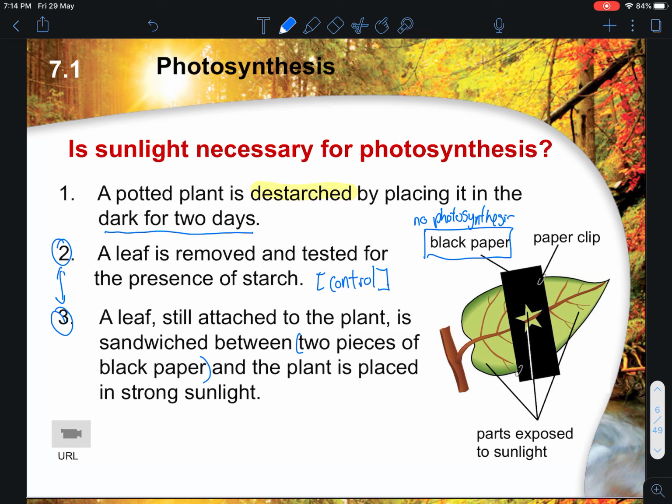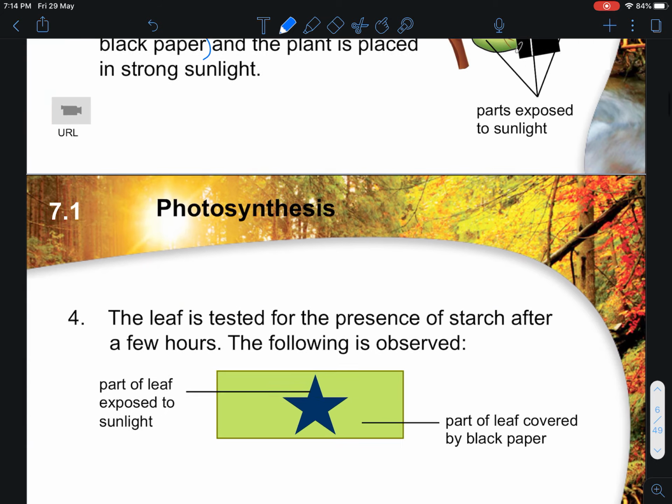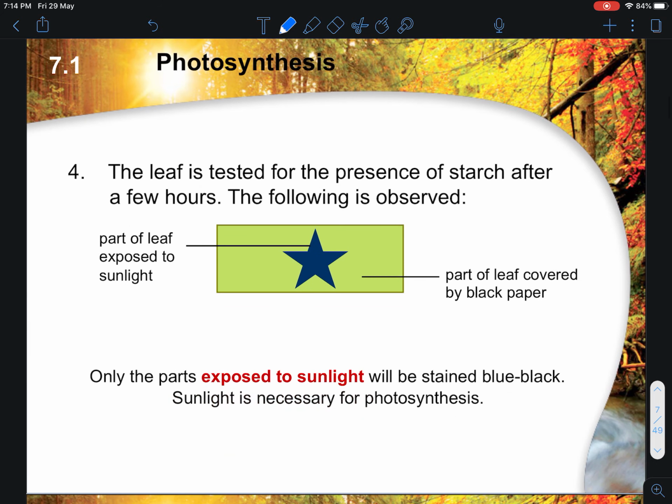So no photosynthesis should have occurred, whereas the area that is left exposed is exposed to light energy, and hence if light is responsible for photosynthesis, you should be able to test for the presence of starch. Okay, so this is one comparison that you can do. So the leaf is then tested for the presence of starch after a few hours, and this is the observation.